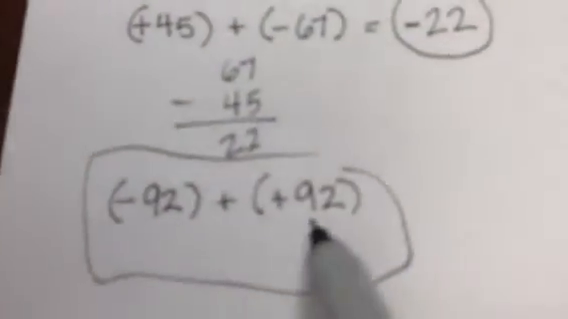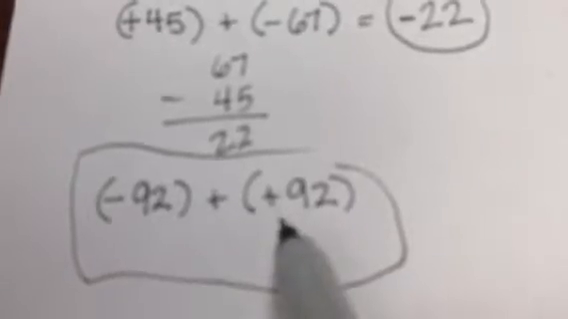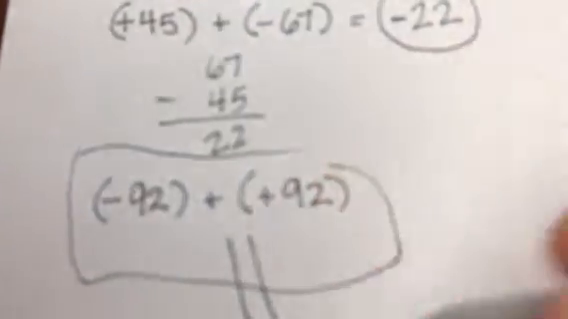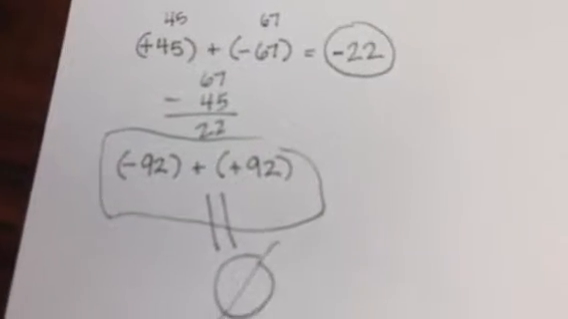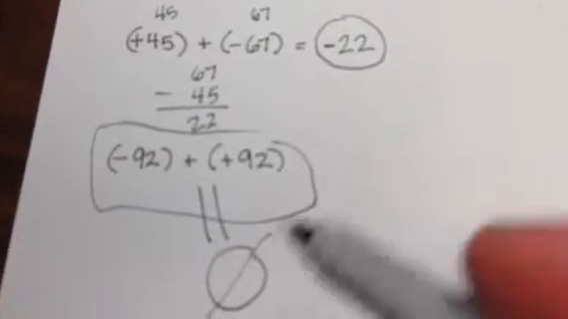And, of course, our last example. Here we go. I have a negative 92 plus a positive 92. What's that going to be, everyone, all together? 0. Because they're opposite numbers, right? Positive, negative, it's going to be 0.